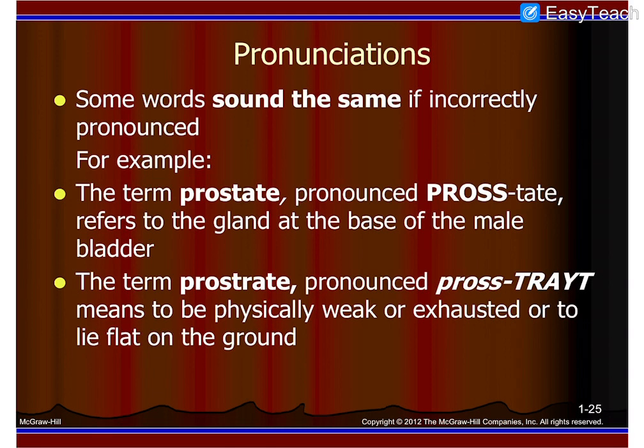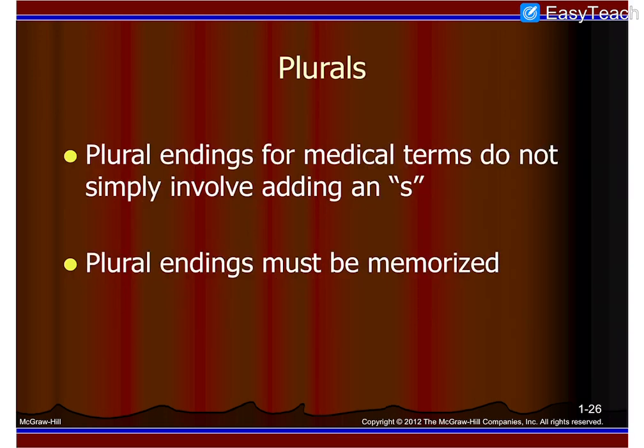Now, some words sound the same if you pronounce them incorrectly. For example, prostate, which is referring to the gland at the base of the male bladder, and the term prostrate, which means to be physically weak or exhausted, or to lie flat on the ground.